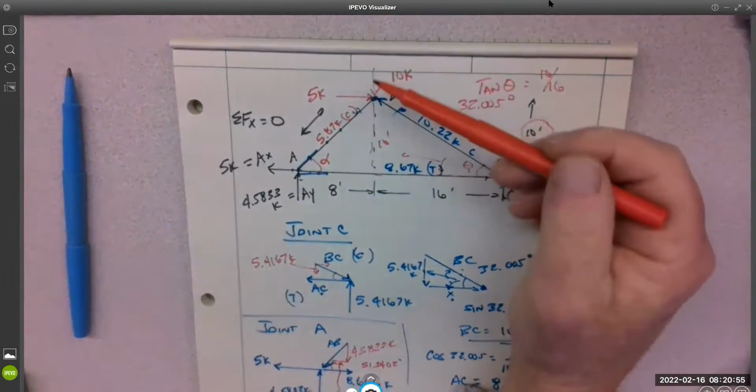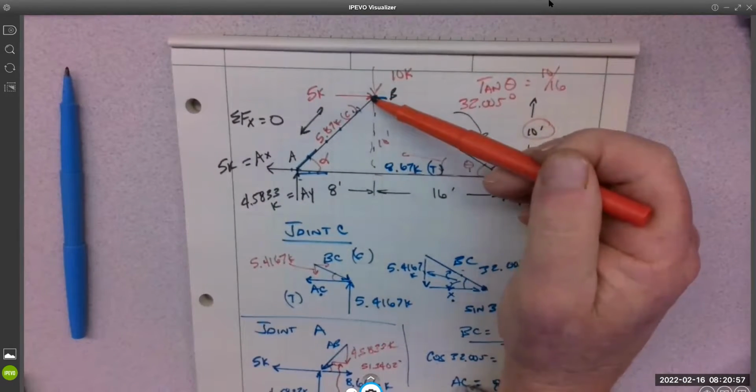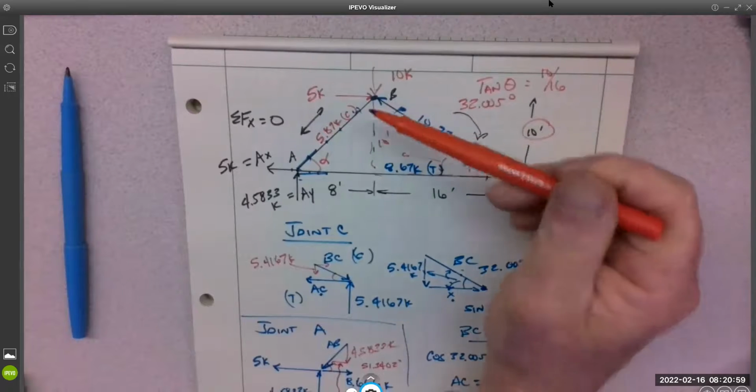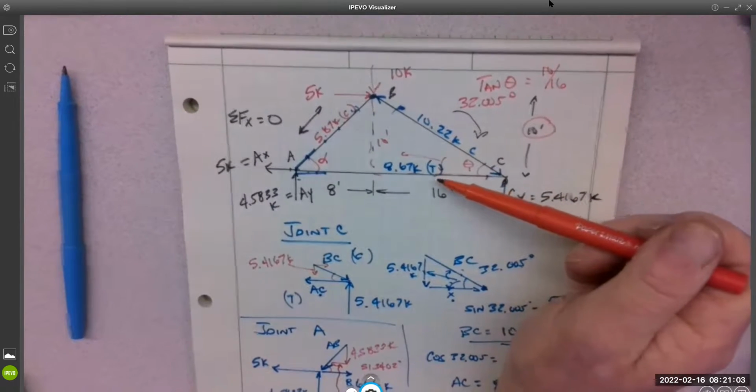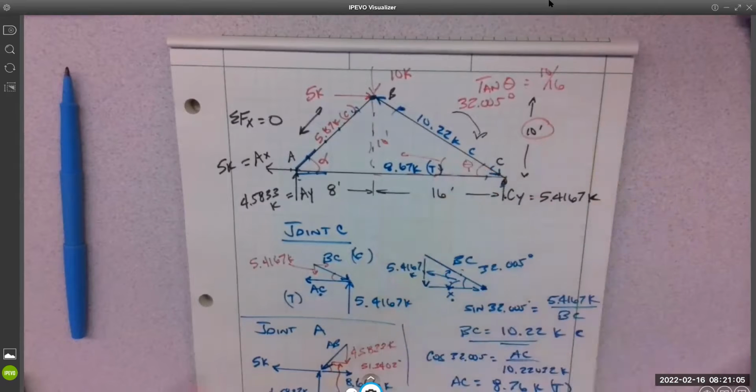So force pushing down, force pushing to the right, produce compression on both top members and tension on the bottom member. Especially when these get more complicated, it's not intuitive. I can't guess sometimes which it's going to be just working through a truss. So you really have to start to rely on your numbers.